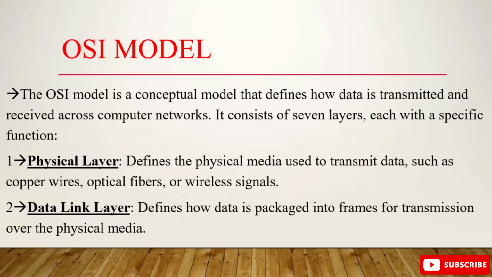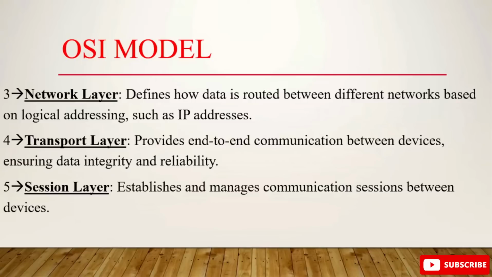So what is the physical layer? The physical layer defines the physical media used to transmit data, such as copper wires, optical fibers, or wireless signals. The data link layer defines how the data is packaged into frames for transmission over the physical media. Third is the network layer, which defines how data is routed between different networks based on logical addressing such as IP addresses. Fourth is the transport layer, which provides end-to-end communication between devices, ensuring data integrity and reliability. Fifth is the session layer, which establishes and manages communication sessions between devices.